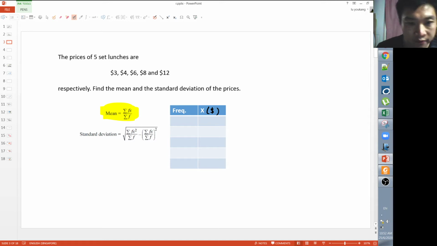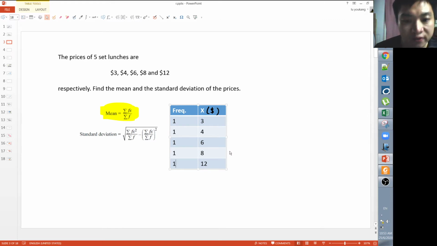All right, so the first data you key into this table is 3, and then how many 3s do you have? You have 1, right? So for the next one, $4, you also have 1 four. The frequency of 4 is only 1 because it appears only once. So the next is $6, and you also have only 1 six, so the frequency is 1. And subsequently you have 8, and the frequency for 8 is also 1 because you only have 1 eight. And last but not least, you have your 12, and the frequency of 12 is also 1.